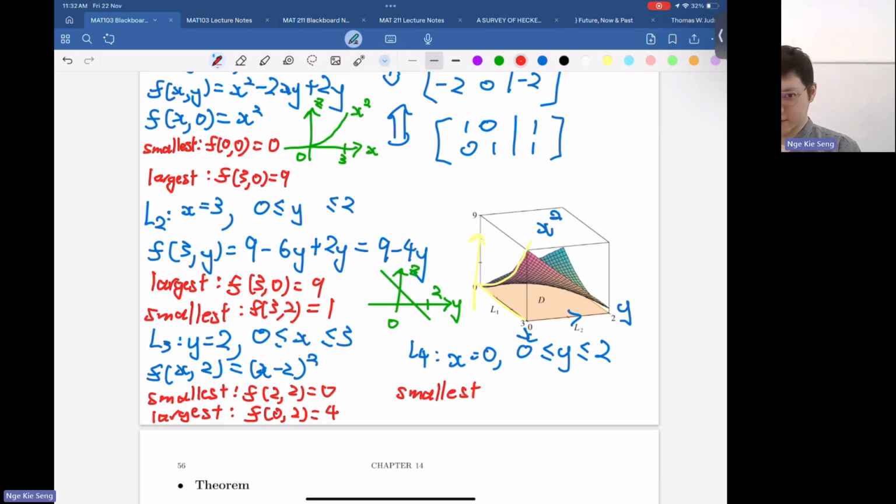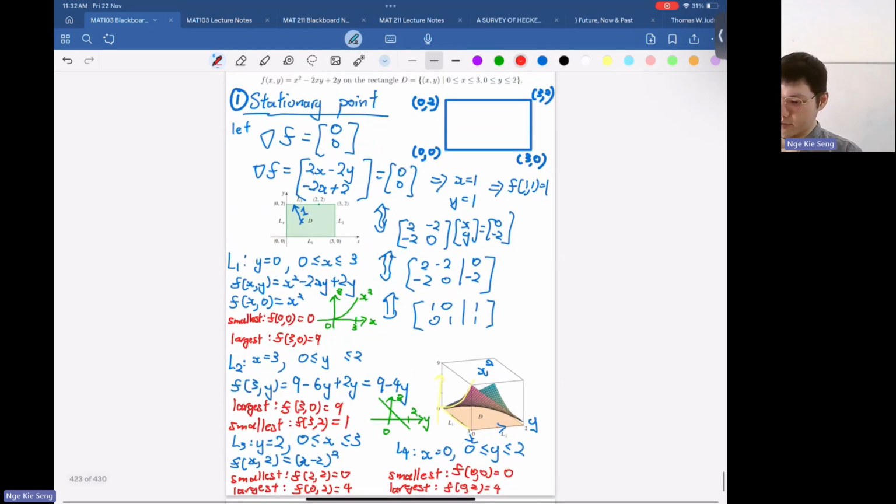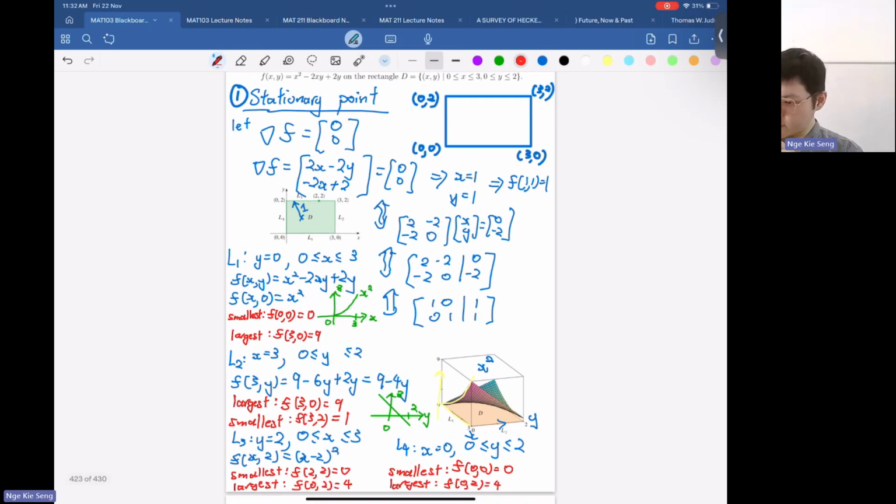L4, smallest at where? Maybe I don't want to write the function down. Where's the smallest one? 0, 0. You get 0. Largest, you get 0, 2, 4. Okay, so how many F did you compute? Do we have a singular point or not? We don't have, right? Because this is a differentiable function. So how many things have we computed? 1, okay, use different color. 1, 2, 3, 4, 5, 6, 7, 8, 9. Okay, so you need to compare these 9 values here.